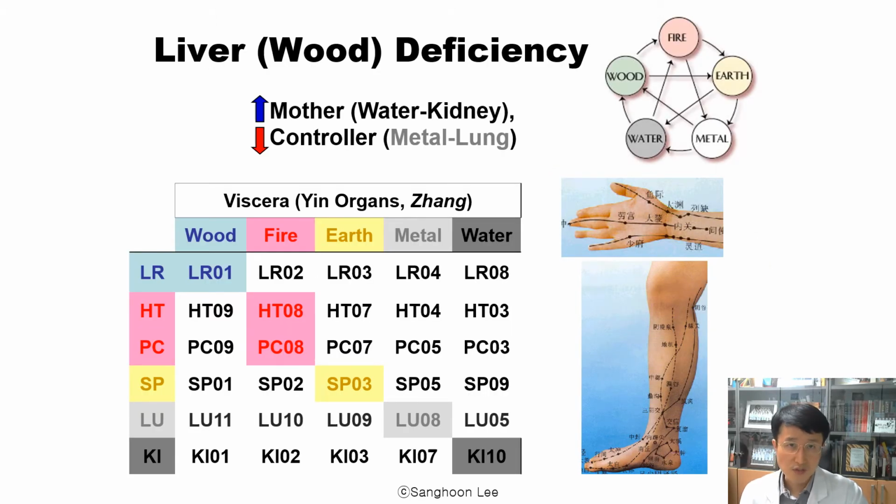This illustration is showing the real points. If liver is in deficiency, reinforce the water point of kidney meridian, kidney 10, and the water point of liver meridian, liver 8. And reduce the metal point of lung meridian, lung 8, and the metal point of liver meridian, liver 4.